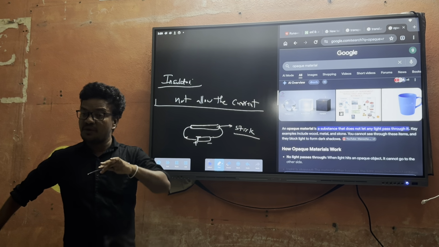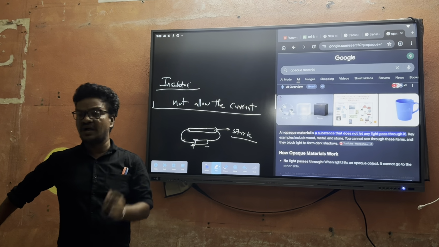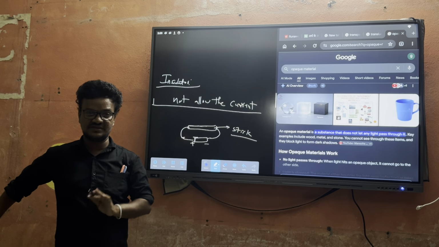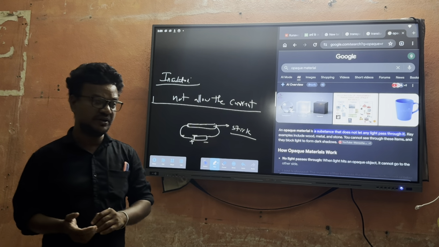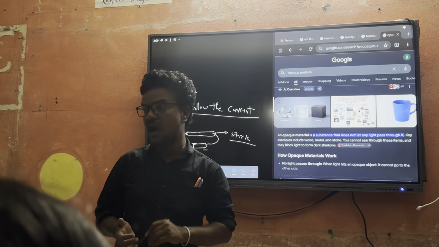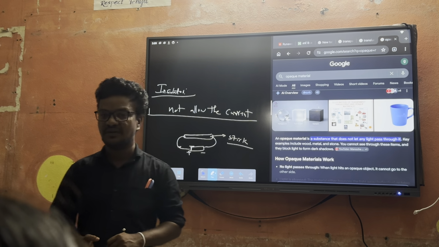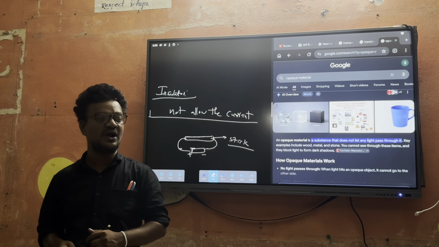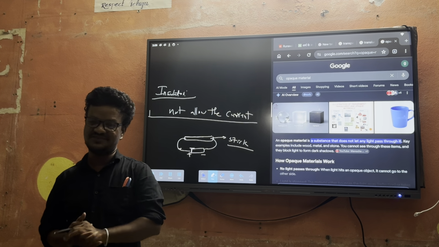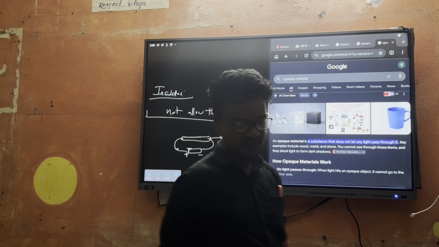Some materials allow the current easily. They are called good conductors. Examples: aluminium, iron, copper, and silver. Silver is actually the best conductor, but because it is so expensive, we are unable to use it. Next thing.